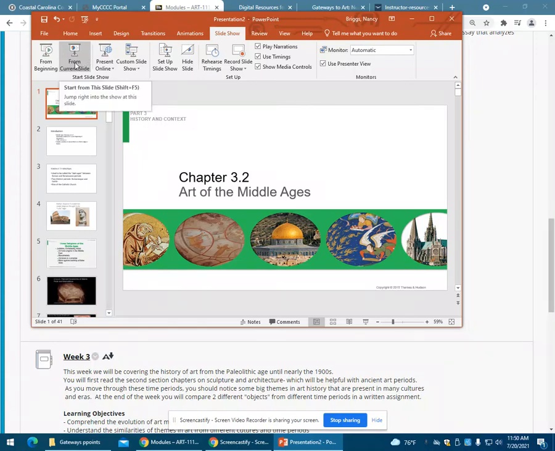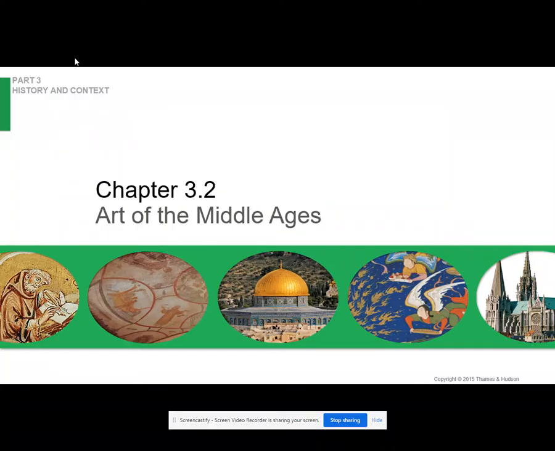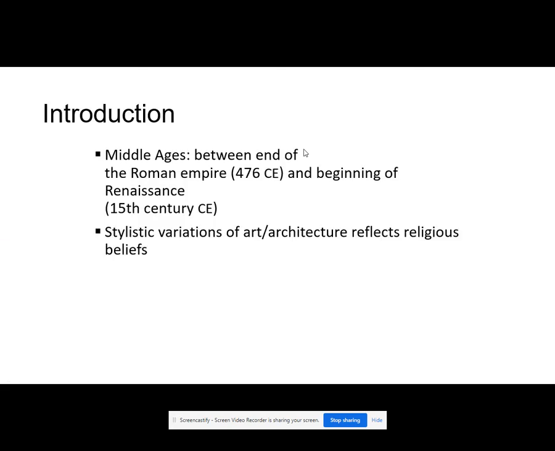Hello, everybody. I am going to make a lecture on Chapter 3.2, which covers the art of the Middle Ages, as they are called. We just finished with the Roman chapter, and then we are in between the Roman chapter and the Renaissance, which is why they're called the Middle Ages. And we're going to see stylistic variations of art and architecture.